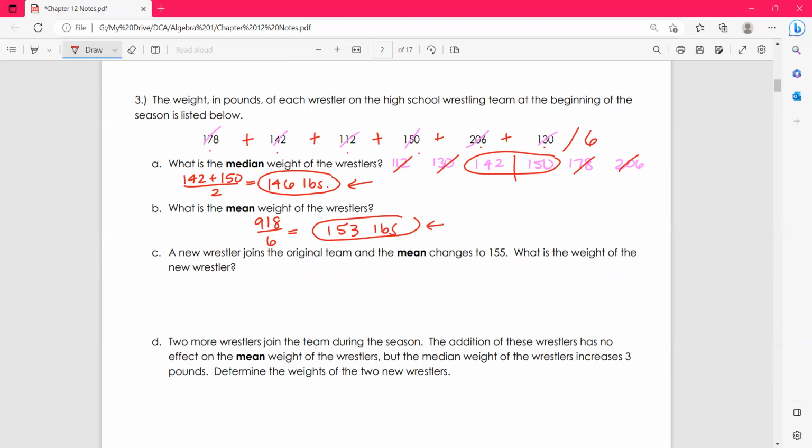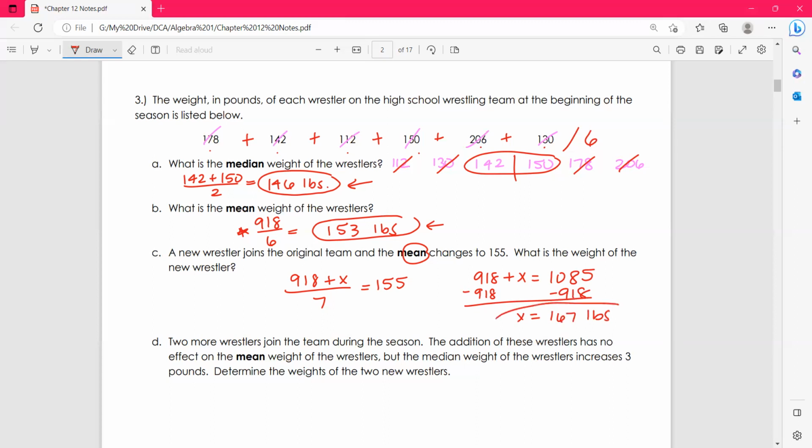A new wrestler joins the original team and the mean changes to 155. What is the weight of the new wrestler? So since we're looking at the mean, we're going to go back to this same equation here. So I've got the original weight of all the wrestlers plus the new weight, right? I don't know how much that new guy weighs. Now I know I've got 7 wrestlers and the mean is now 155. So now I've got to solve this equation. I'll multiply both sides by 7. And we're going to get 918 plus x equals 1085. Solve this for x by subtracting. x equals 167 pounds is the weight of the new wrestler.